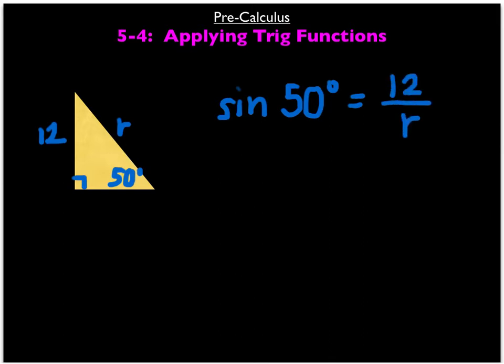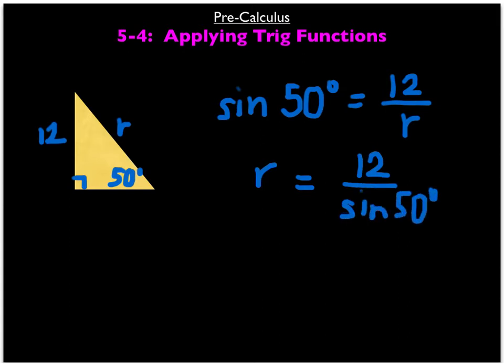This is a bit cumbersome because my r is in the denominator. If it was in the numerator, I could easily multiply by what's in the denominator and have my answer fairly quickly. But in this case it's a little tricky. So here's a nice little trick that I think we're going to use a lot of times. I'm going to just interchange the sine of 50 and r. So it's going to look like this.